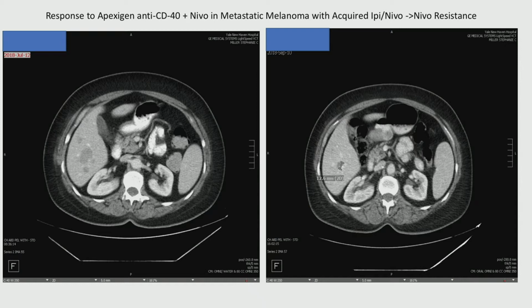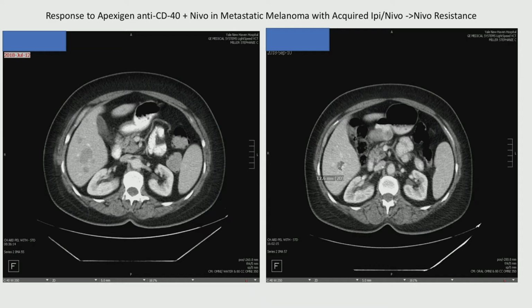I don't know what the entire database is, but this is a real drug. And this is one of my patients that had mucosal melanoma, had ipi-nivo, had maybe a little bit of response, went on anti-PD-1, and after several months had progression in multiple sites of disease. She might have responded to ipi-nivo again, but it's unlikely. We gave her anti-CD40 and anti-PD-1, and within 8 weeks she had an amazing response.